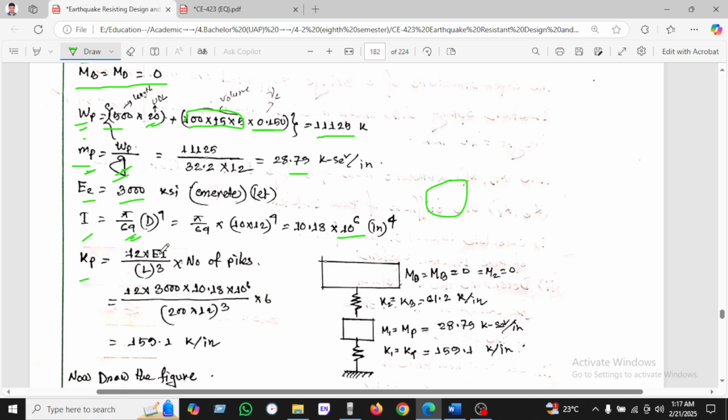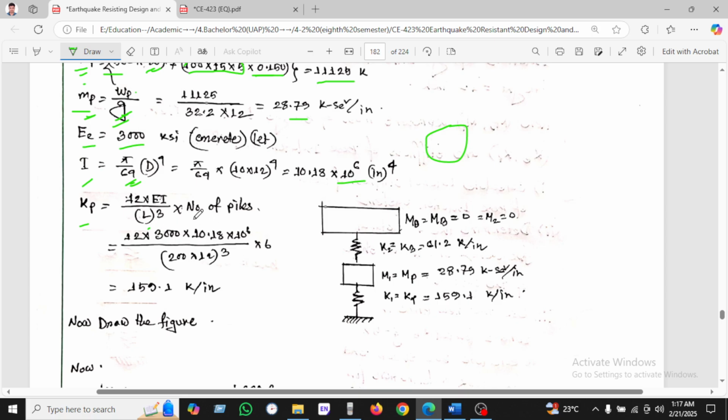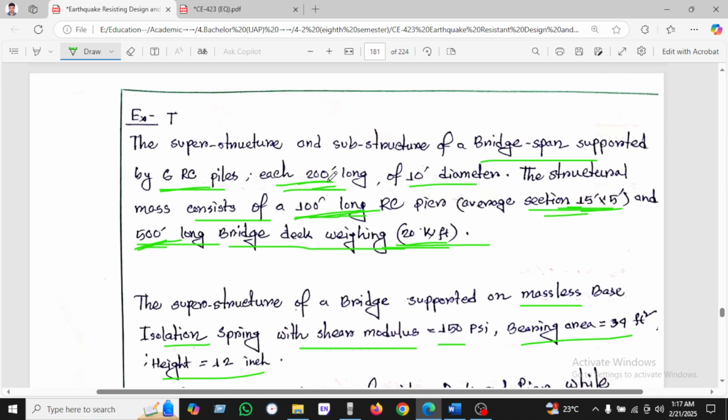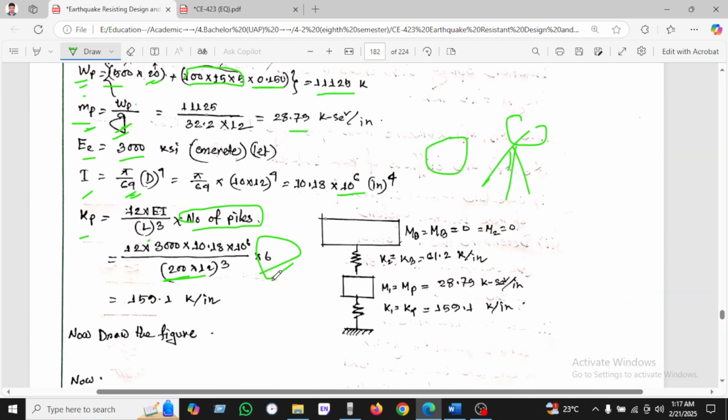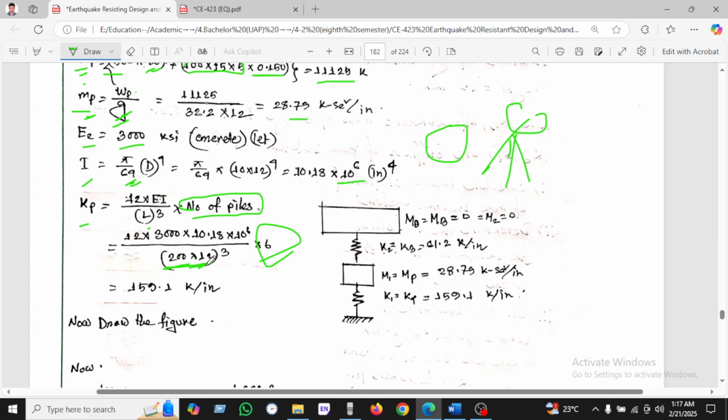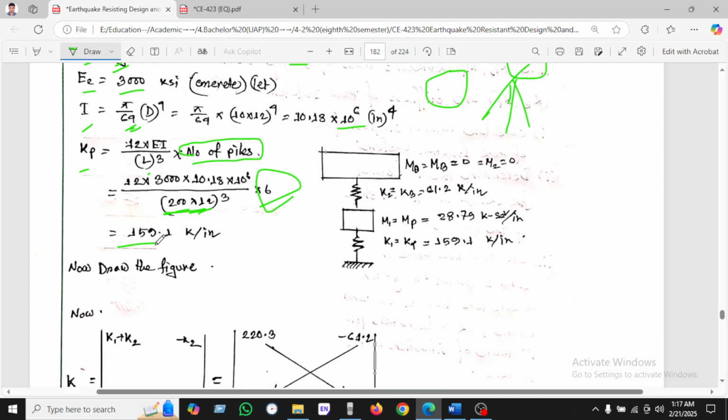And K_P, we know that 12 E I by L cube, times the number of piles, as we have been solving the pile system with 6 piles. We know 6 piles have been used in this case. The height of the pier is 200, given in the question. It is 200 feet, and it is converted to inches. That's why we multiply by 12 and found this value. All the data is given here, and we found the 2 degree of freedom system.